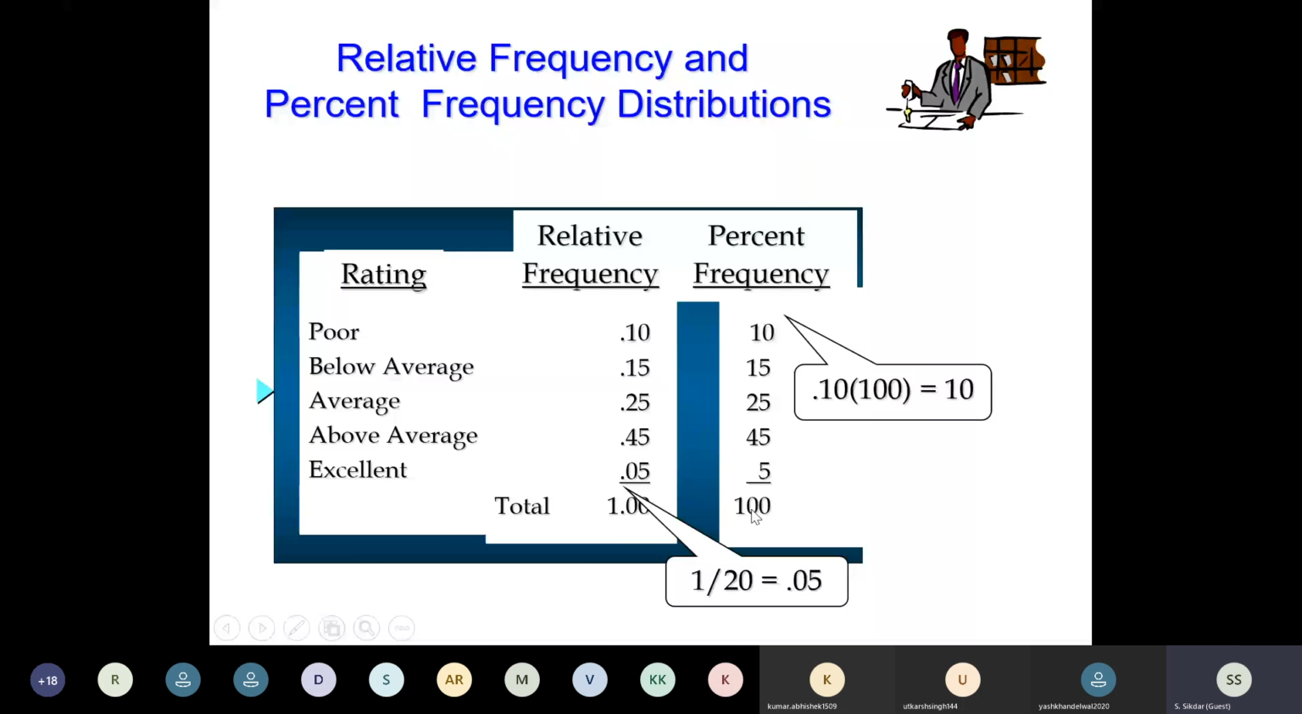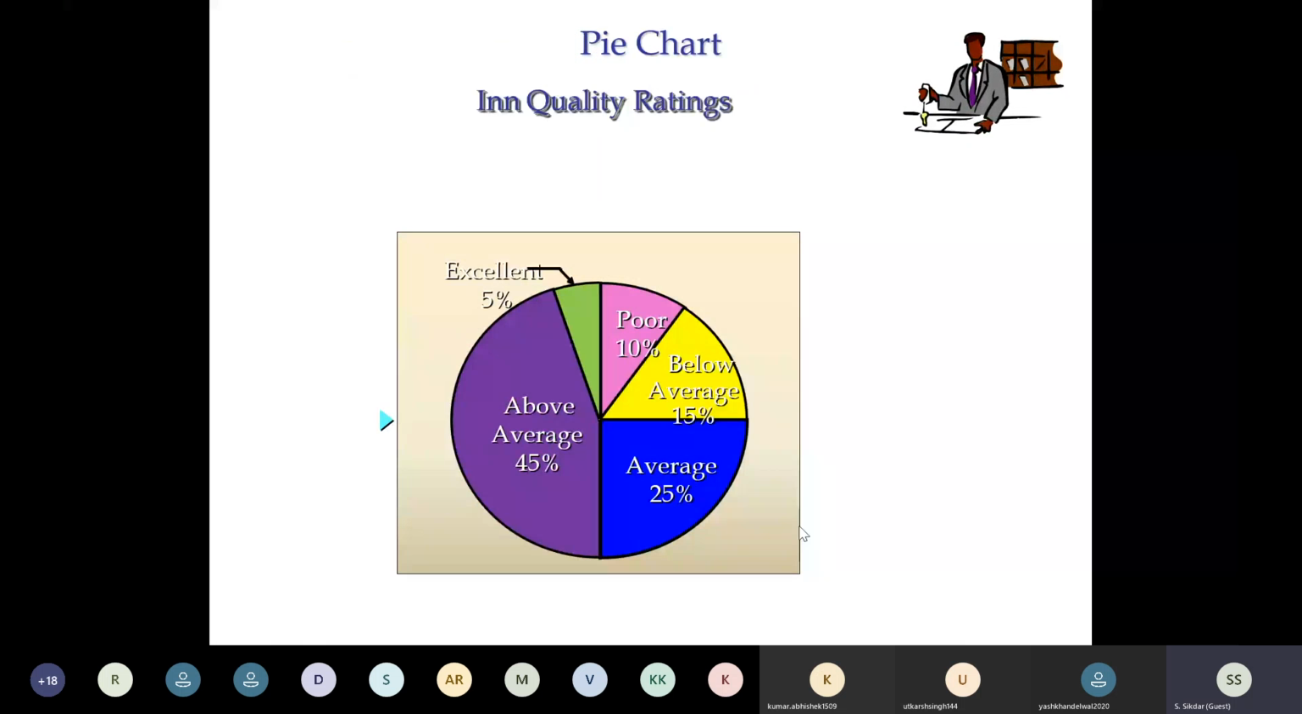Now, if I want to have a pie chart, I can easily say 10%, 15%, 25%, 45%, above average is so much, and excellent is 5%. So with the same categorical data, what kind of feedback is this? If I want to subdivide categorical data, is it ordinal data? Ordinal. So it's not nominal, it's ordinal data, right? And there you can put it in the form of a pie chart.